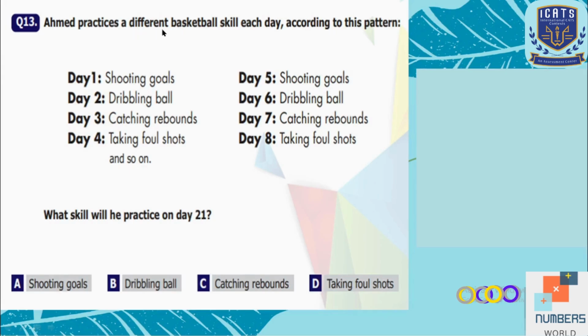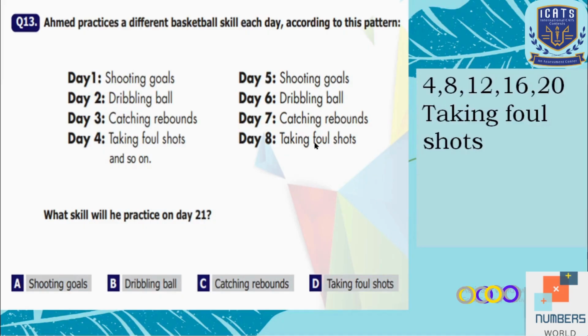Question number 13. Ahmed practices a different basketball skill each day according to this pattern. Day 1, shooting goals, dribbling ball, catching rebounds. Day 4, taking foul shots, and he again repeats the pattern. What skill will he practice on day 21? So we will see at day 4 he is taking foul shots, and at day 8 he is taking it again.